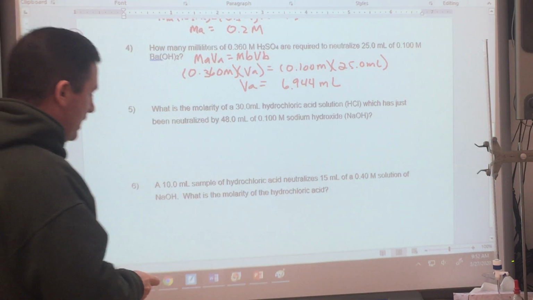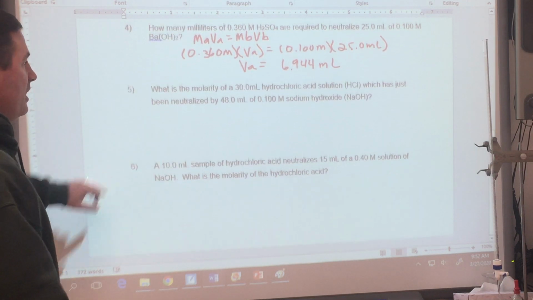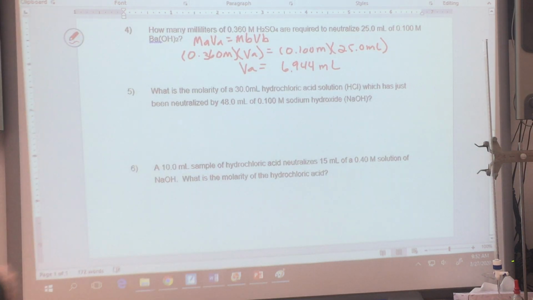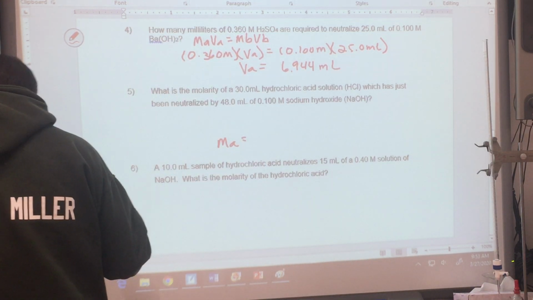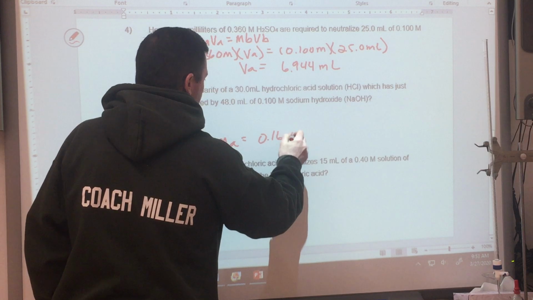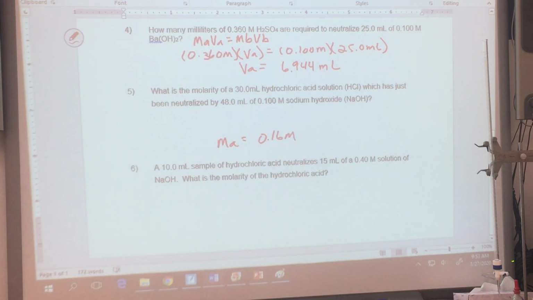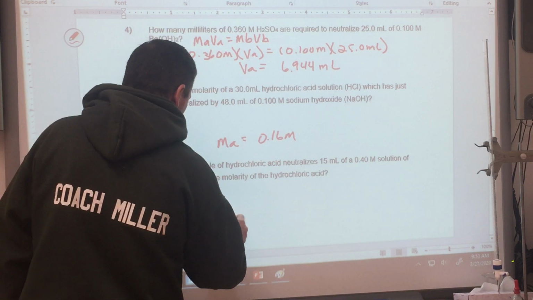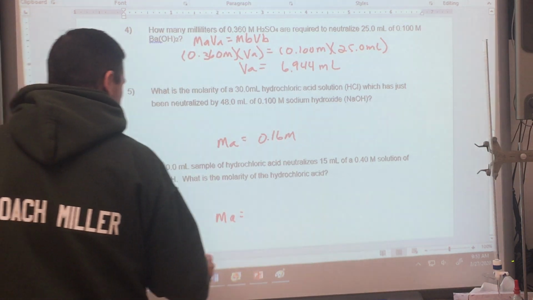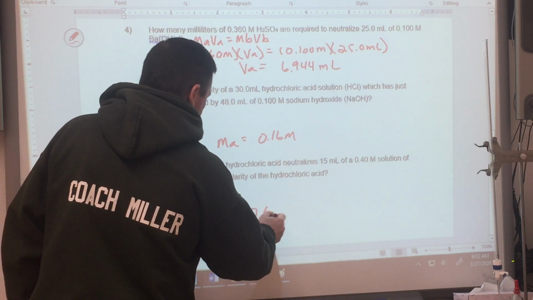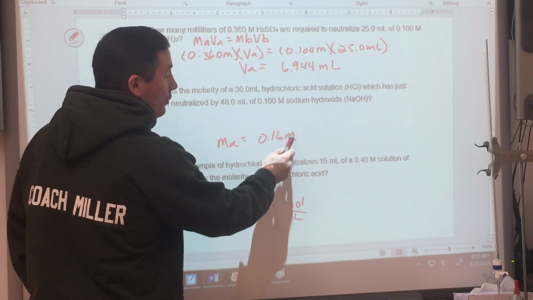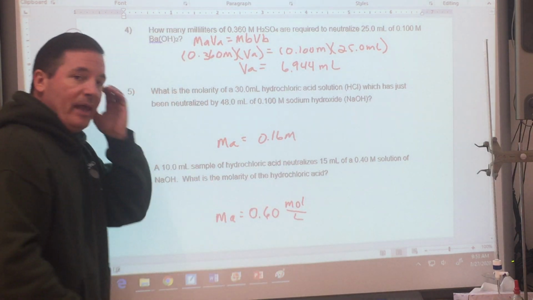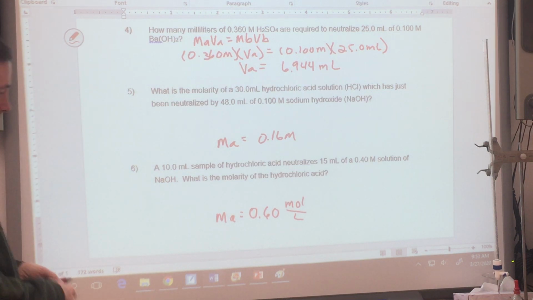All right, I'm just going to write the answers for the other two. It's the same thing. That way I won't have to post the paper. Actually, I'll post it anyway. Number 5, the molarity of the acid is what's asked for, and that's going to be 0.16 molar. And number 6, the molarity of the acid is asked for again, and that's going to be 0.60 moles per liter. Just to remind you that moles per liter is molarity. Molarity is moles per liter.